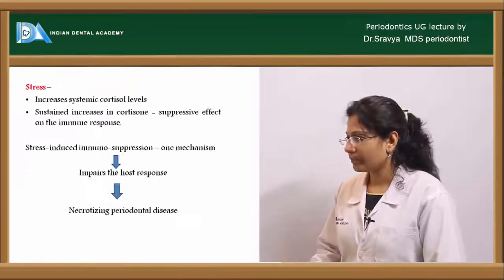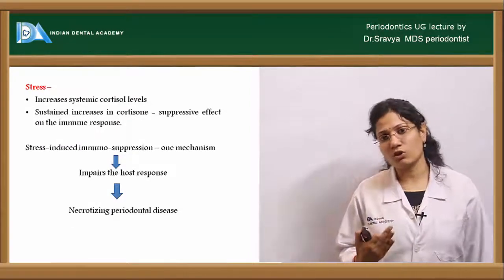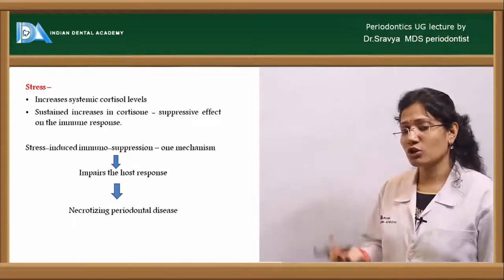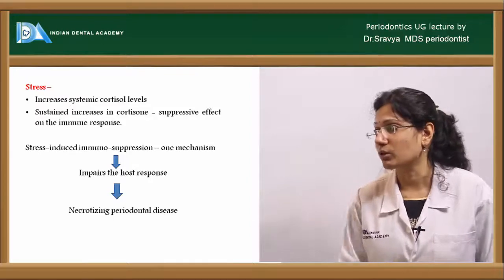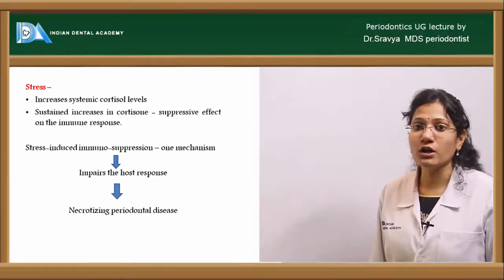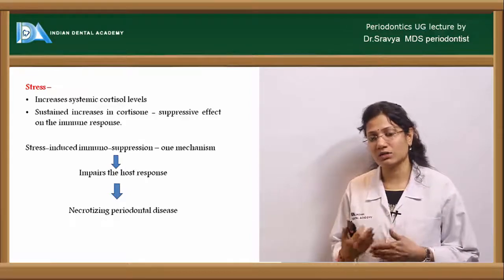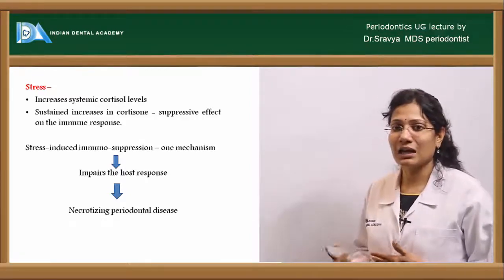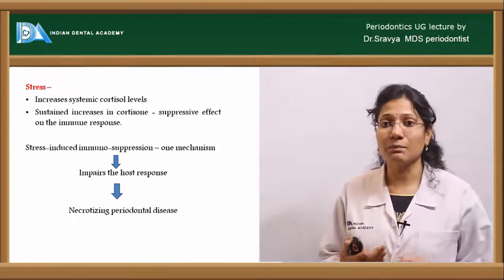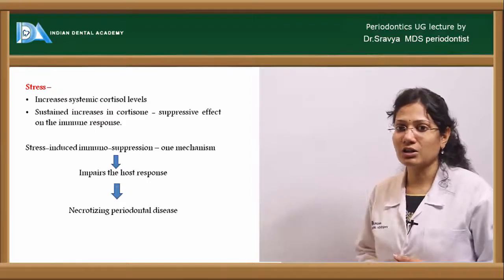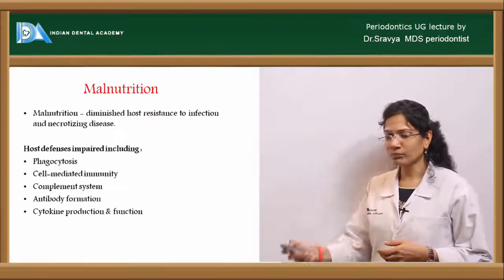And then what happens with stress? You know with stress that increased levels of cortisol are produced in the body. Now this cortisol will make the patients more susceptible to an immunocompromised situation, because it has a suppressive effect on your immune system. So once increased amounts of cortisol are secreted as a result of stress, it causes a suppression of the immune response, and therefore makes the patient more predisposed to a necrotizing ulcerative form of periodontal diseases.